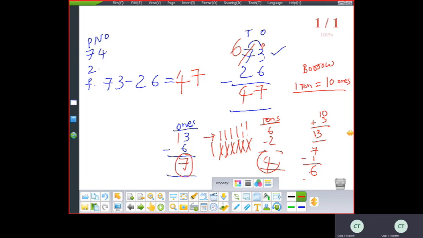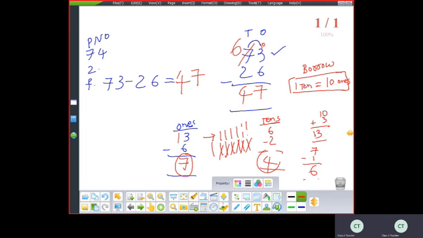Borrow means 1 ten is equal to 10 ones. When subtracting a bigger number from a smaller number, we need borrow. Actually, subtraction is possible from a bigger number to a smaller number. These are subtractions by using borrow.